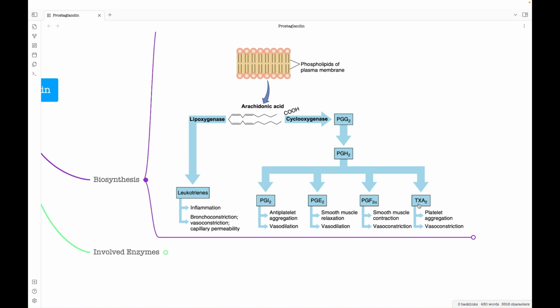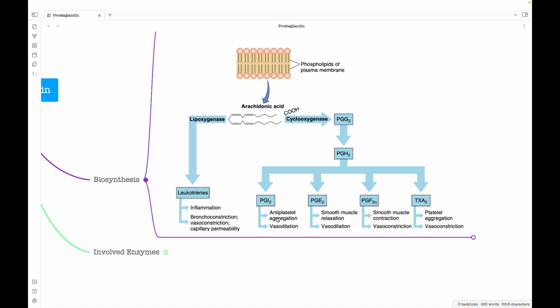Here we have to remember that there are other types of prostaglandins also present in our body, but we have confined our discussion to these 4 different types of prostaglandin because they are most important, and they play a major role in the maintenance of our normal homeostasis.